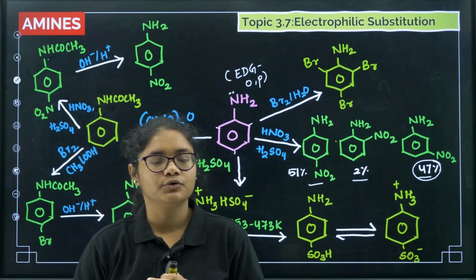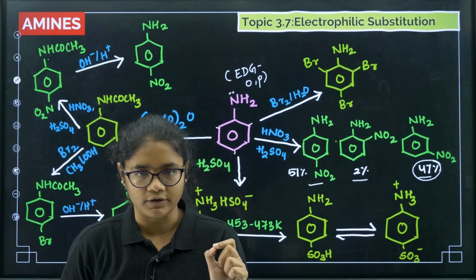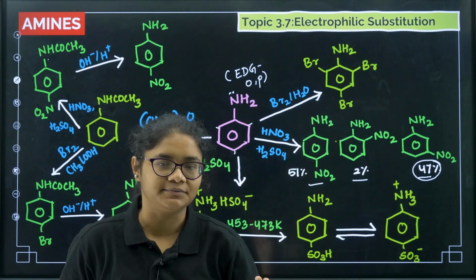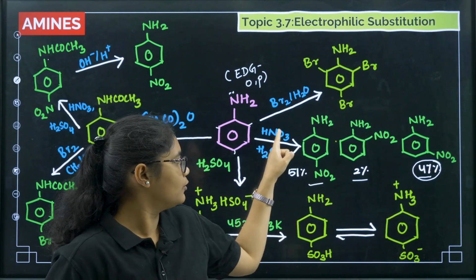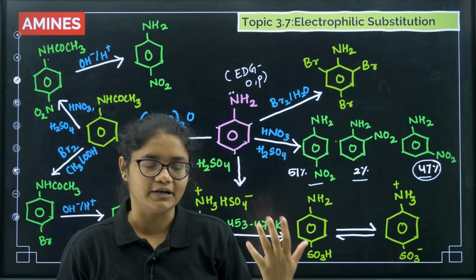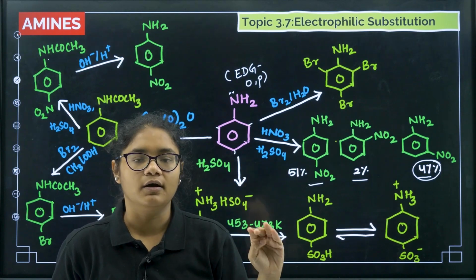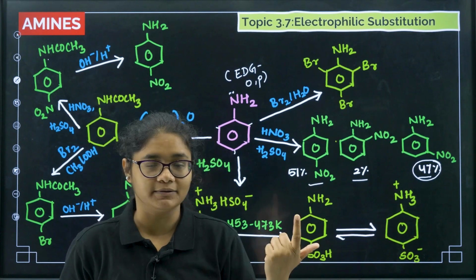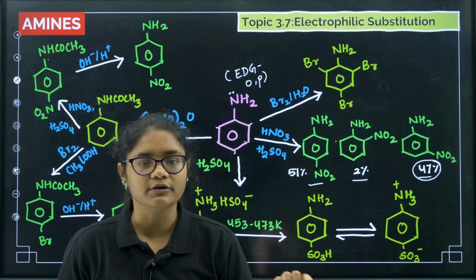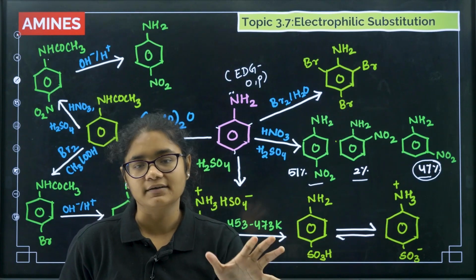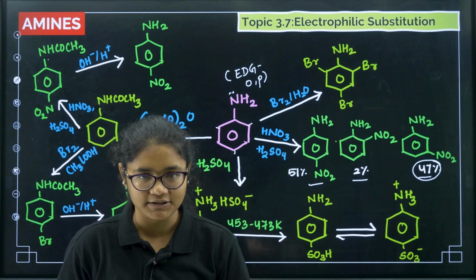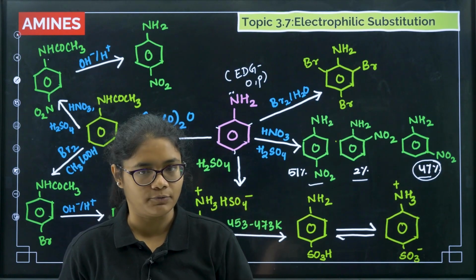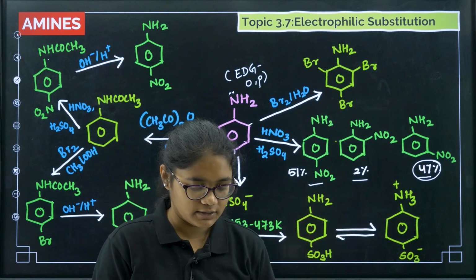So clear? So if you treat directly with bromine water, all ortho para positions will be substituted. If you take only nitric acid for nitration, you will get all the three ortho, para and meta substituted products, para will be 51% and meta will be almost 41%. To reduce the reactivity of NH2 group, we do acylation, okay, and this will reduce the reactivity and we can get only para products, okay. So that is what is here.